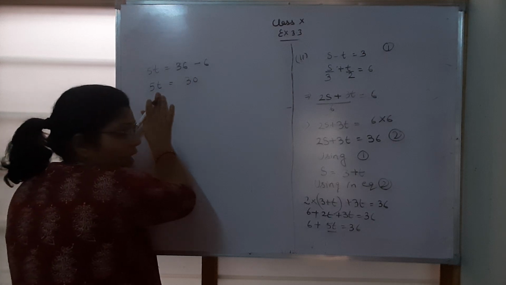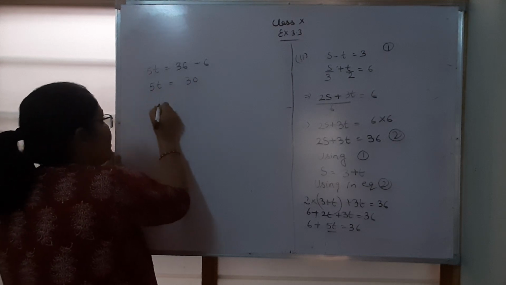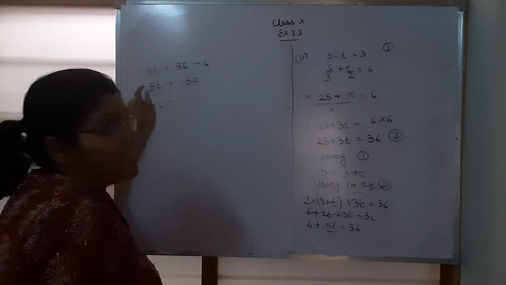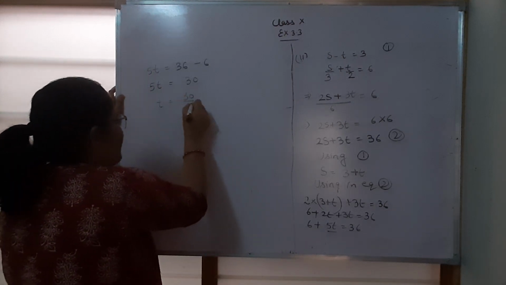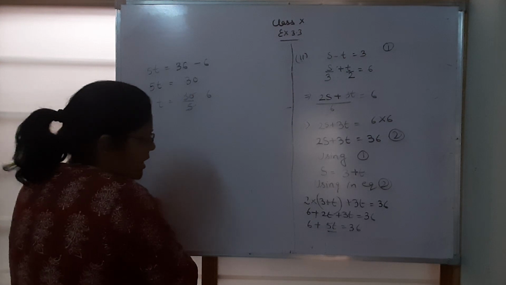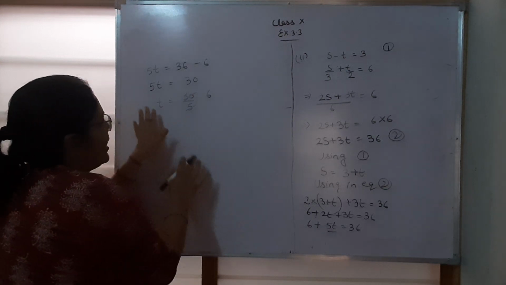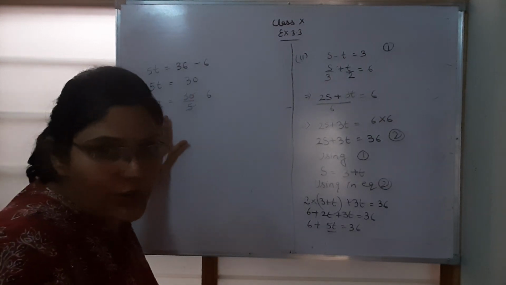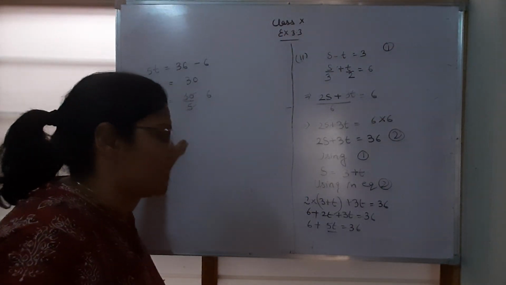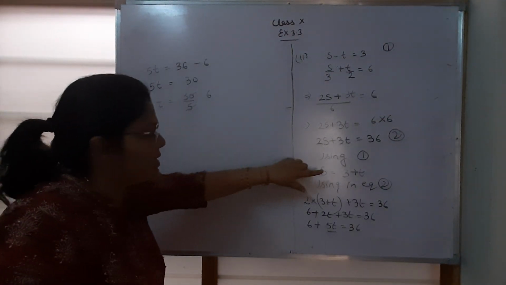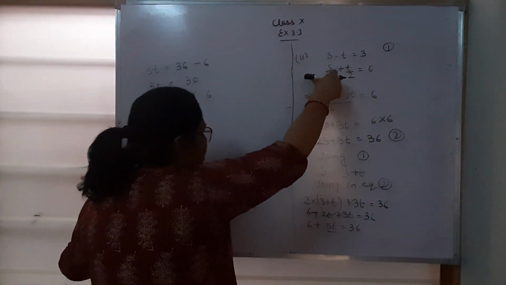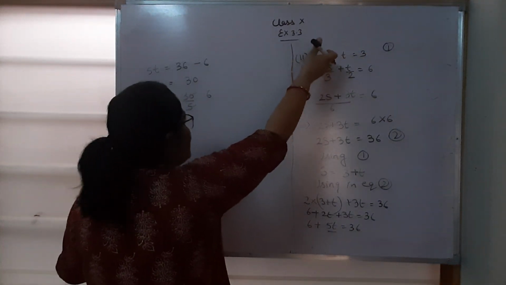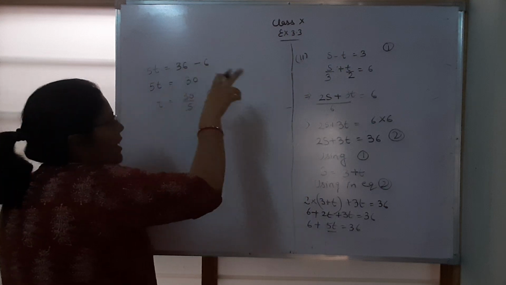Now we just need to find the value of our variable t. 5 is in multiplication here, so it will go for division, which is 30 upon 5, which is actually what? 6. So now just look here, we have just calculated the value of t. Now we just need to find the value of s also. What is s? s is 3 plus t. If you wish to use this equation, you can use that. You can use this equation also to find the value of s.